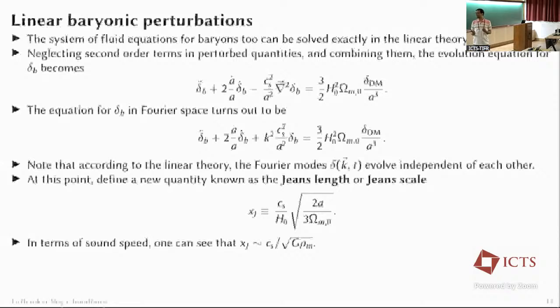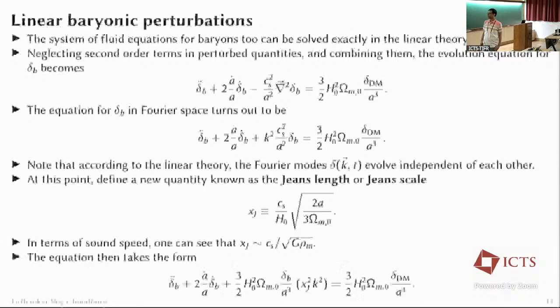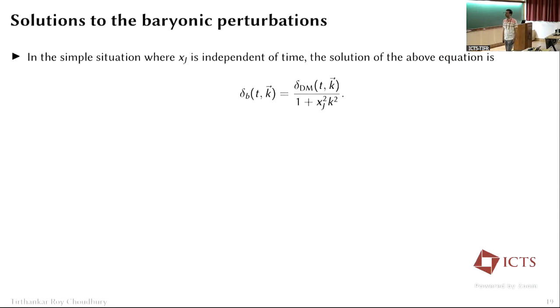Basically, the Jeans scale measures whether the pressure dominates or whether the gravity dominates. Okay, and then you can write this equation in terms of the Jeans scale. Here it's the x_J squared k squared term which appears. So this becomes your equation.